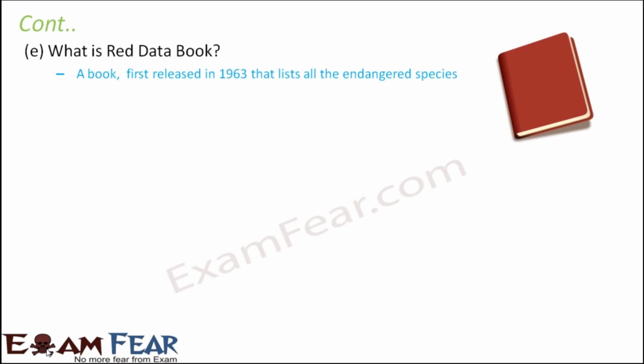What is the Red Data Book? It is a book which has the lists of all the endangered species. Why is it important to list down all the endangered species? So that we can save them from becoming extinct. If these species are not taken proper care of, they might become lost. So it is very important to keep a list of all the endangered species so that special attention can be given to them. This book was first released in the year 1963.